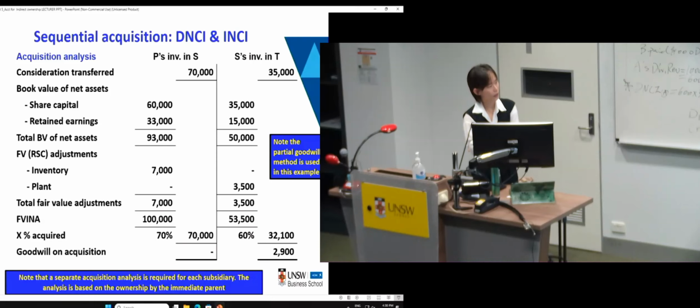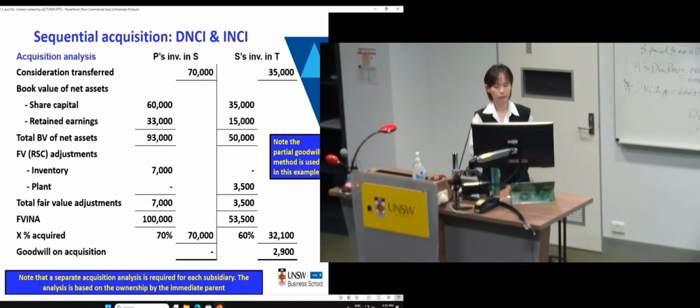Now compare that with the consideration transferred. Now consideration is greater than the net assets acquired. The difference represents the goodwill on acquisition. So we find goodwill in our second acquisition, and you need to recognize this goodwill in the pre-acquisition entry. Now, this is our first step. So any question from the acquisition analysis, let me know, okay? You have any question?